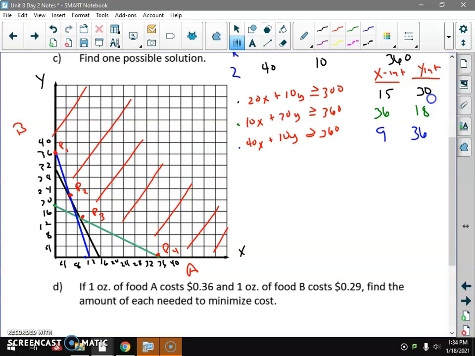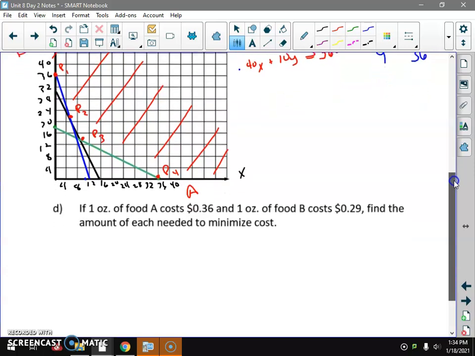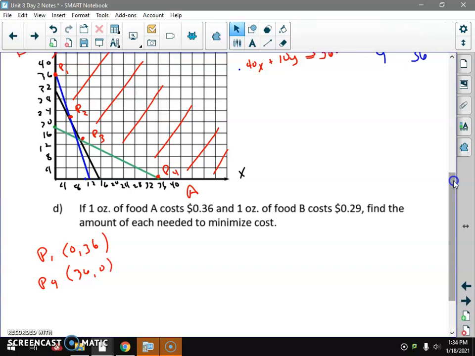P1 and P4 are easy to find. Well, let's put them down there right now. P1 is all food A, which is 0, 36. P4 is all food B. No, I'm sorry, I said that the wrong way. P1 is all food B, 0, 36. P4 is all food A, 36, 0. But how do we find P2 and P3?